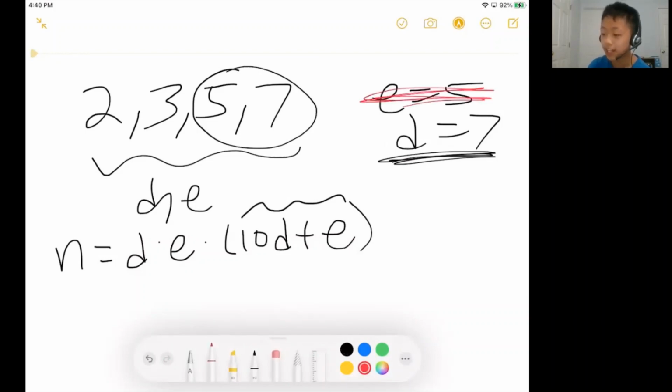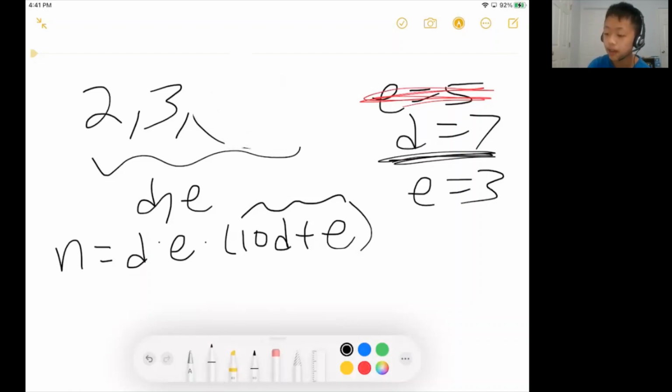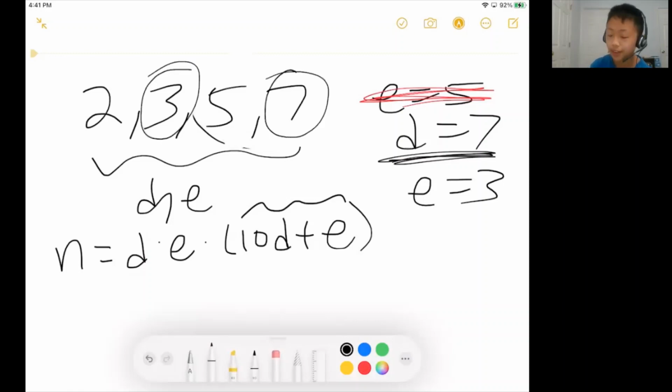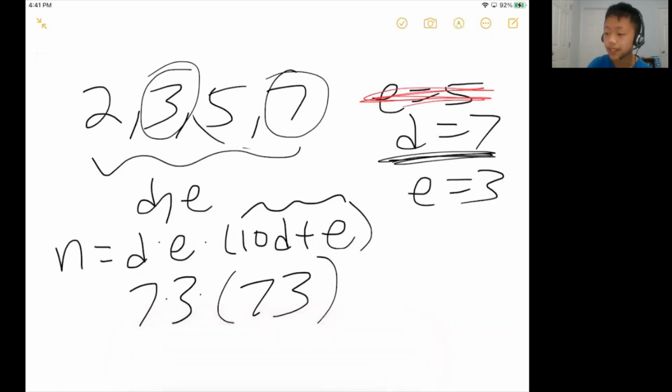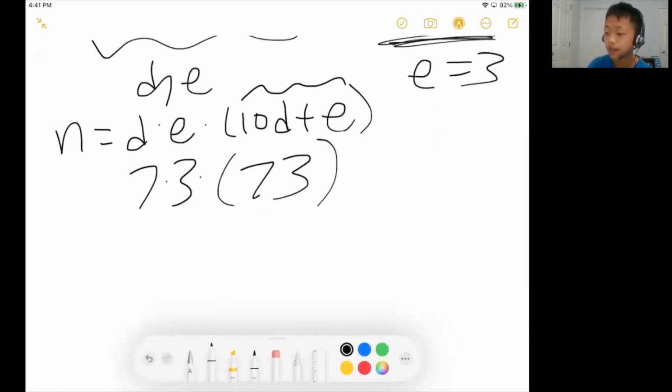So the next educated guess might be, okay, if 5 doesn't work, how about 3, right? 3 is the next largest prime number after 5. So maybe we try 7 and 3. If d is 7 and e is 3, then 10d plus e is 10 times 7 plus 3, which is 73. And we notice that 7, 3, and 73 are all prime numbers. So that's good. So basically now you can multiply this out.